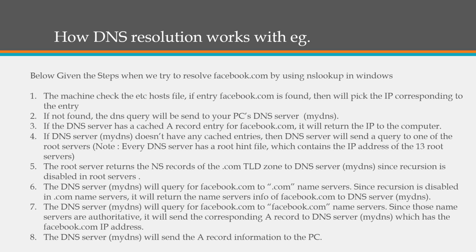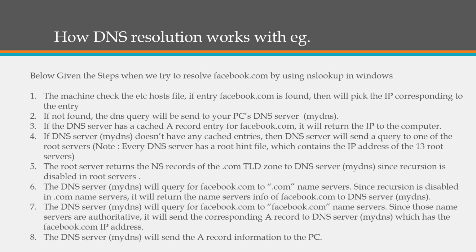First step is that the machine, or our laptop or computer, checks the etc hosts file. If an entry for facebook.com is found, then it will pick the IP address corresponding to that entry. If it's not found, the DNS query will be sent to our PC's DNS server. Let's call it my DNS. Now, if the DNS server, or my DNS as we call it, has a cached A record entry for facebook.com, it will return that IP address, that A record, immediately to my computer.